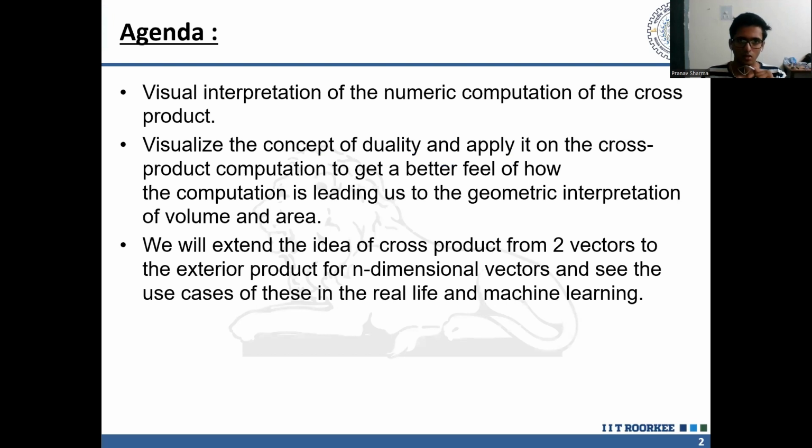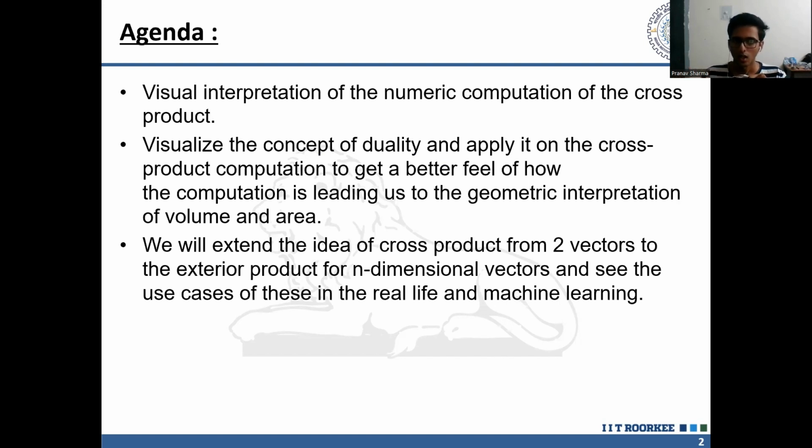So first, let's talk about the agenda. We will mainly focus on the visual interpretation of the numerical computation of the cross product, visualize the concept of duality and apply it in the cross product to get a better feel of how the geometric interpretation of the cross product is related to the numeric computation, meaning how the numeric computation leads to the volume and area that we mainly discuss in the cross product.